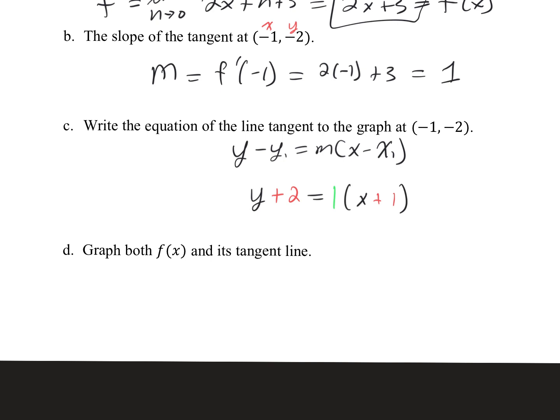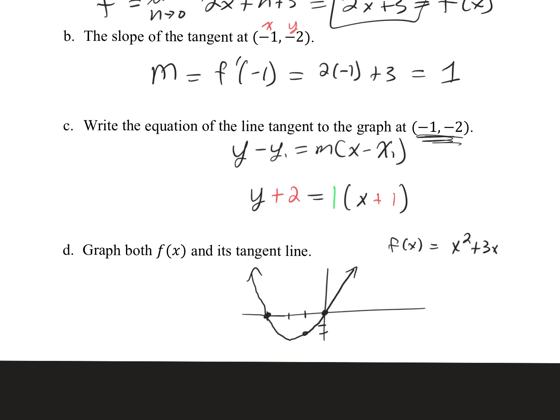So graphing the line and the original function and the tangent line, let me go ahead and copy down what the original function was. Without getting too much into the weeds here, we would have an x-intercept at 0. We would also have an x-intercept at negative 3. It's a parabola that opens up. We've actually already been given a point that the function goes through, which is up here. So at negative 1, negative 2, we would also have a point. So we just need to draw a parabola that opens up that hits all of those. Okay, not a perfect graph, but it's fine.